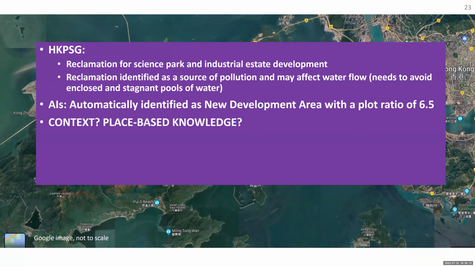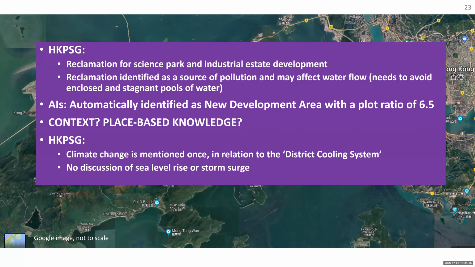No context, that's the same for the Northern Metropolis that we're going to talk about real soon. And also there's no place-based knowledge that we can actually understand more about. And also, Professor Douglas talked about these mega trends, especially global climate change. Climate change is mentioned once in the Hong Kong Planning Standards and Guidelines, in relation to the district cooling system. Of course, there's no discussion of sea level rise or storm surge as well. So these are some of the questions that we have to ask.